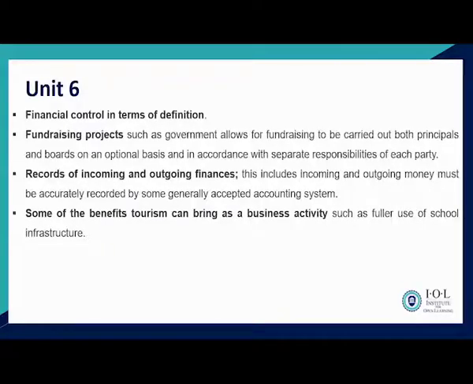Furthermore, we look at records of incoming and outgoing finances. How do we deal with these issues? This includes looking at incoming and outgoing money, and you must make sure that you record this accordingly, and it must be accepted by the accounting person. If you are saying we need 20,000 to go and purchase school books, you must check, is it really 10,000 that was given out?